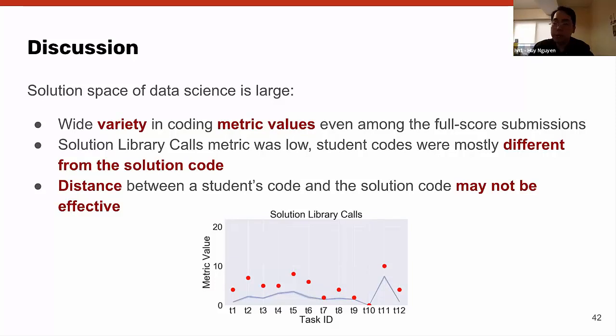So it is still possible that deviation from the solution can still be a meaningful metric, but it should be measured at a higher level than the code content. Might be getting towards the conceptual or the strategy that the students think of when they choose a certain approach.